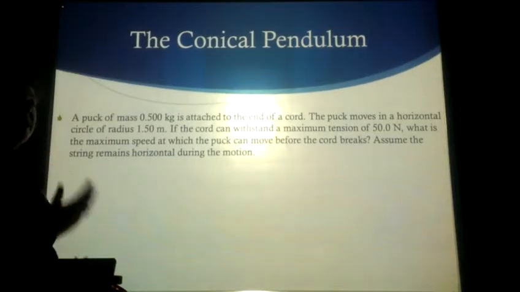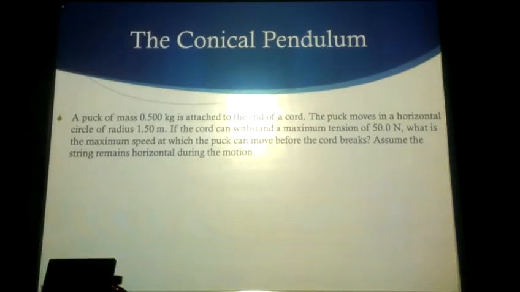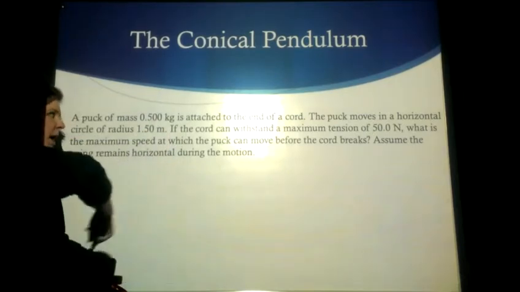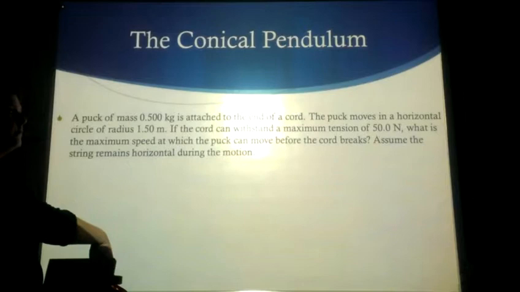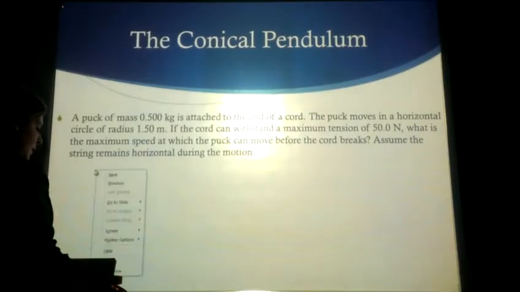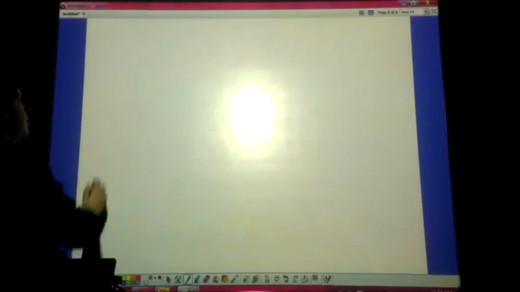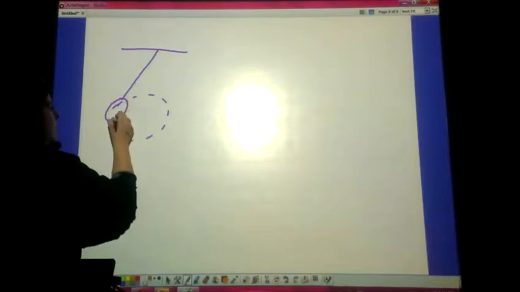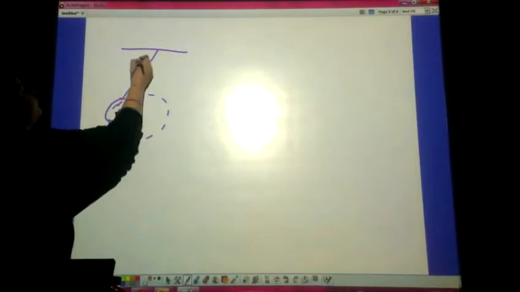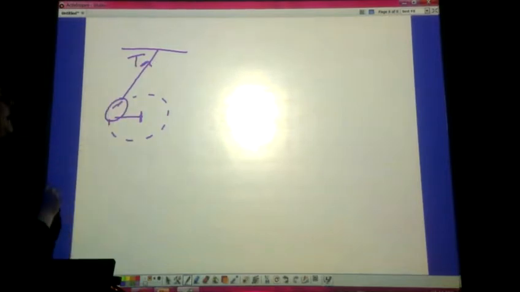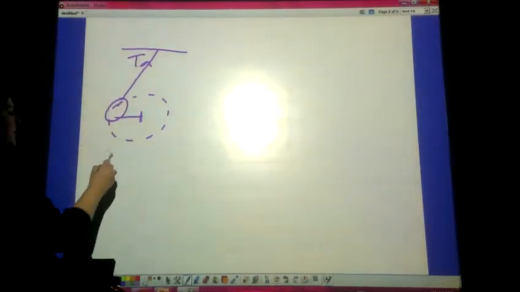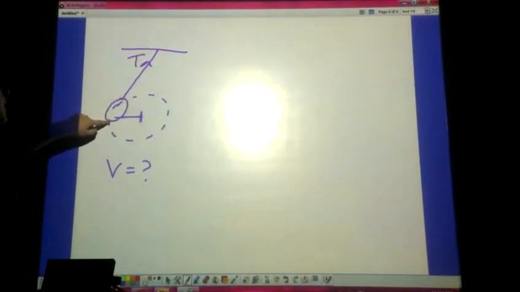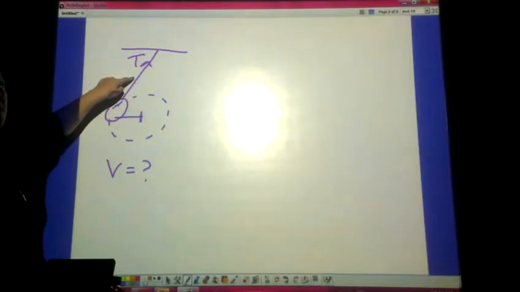Okay, so I have the same thing, that conical pendulum, and it's just going to be attached and I'm holding it, and that puck is going to move around and around in a horizontal circle, okay? I want to know, and our tension will be directed up that way. I want to know what is the maximum speed that this puck can move in that horizontal circle before the tension, before that cord will break, okay?